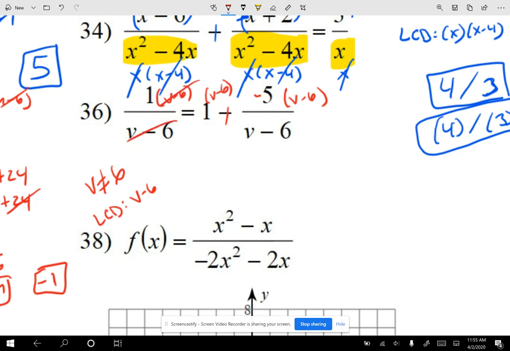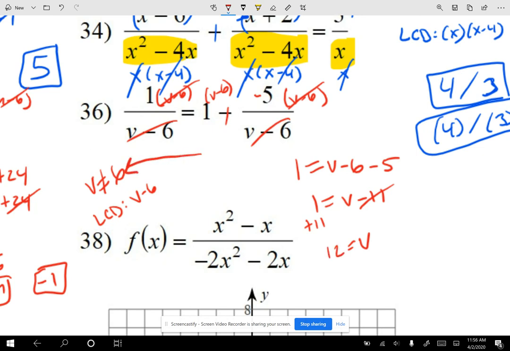From the first fraction, v minus 6 with v minus 6 cancel out. So 1 equals. Now that one is not a fraction, so I have to distribute it with v minus 6. So I get v minus 6 minus 5. So I have that 1 equals v minus 11. The minus 11, let me move it over, so it's plus 11. So I get that v equals 12. I make sure 12 is not on this list. So yeah, 12 is a good number. V equals 12.